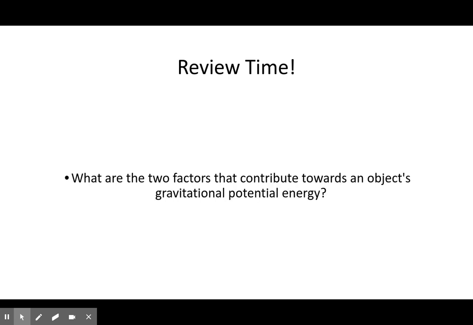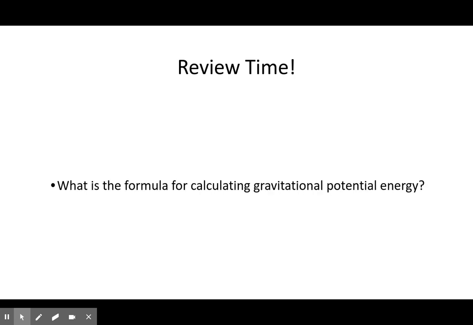You also learned last week that the two factors that contribute towards an object's gravitational potential energy, which we will often call just GPE, are weight and height. It has nothing to do with motion. It's just strictly weight and height. And then the formula that you needed to know last week and that you're going to need to know again this week is GPE equals weight times height.